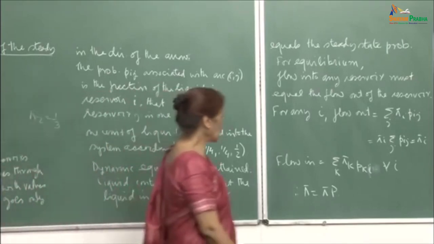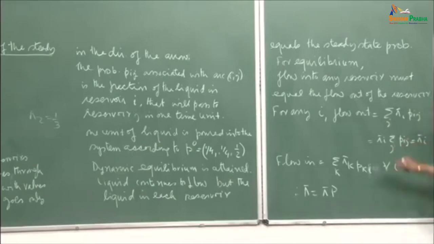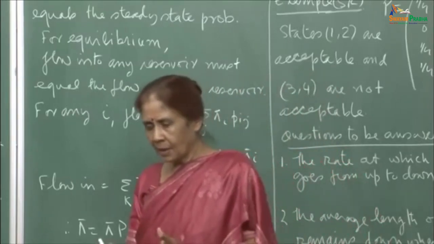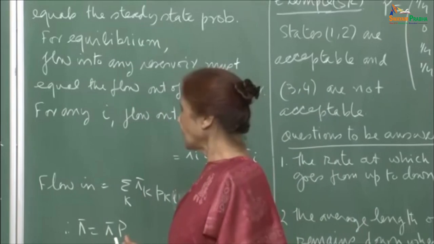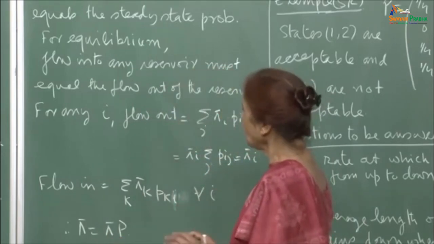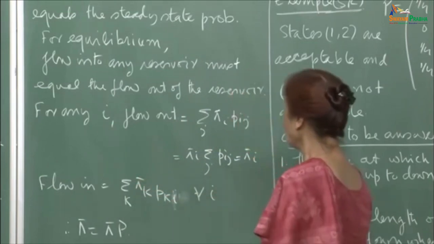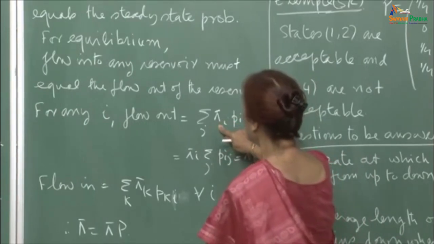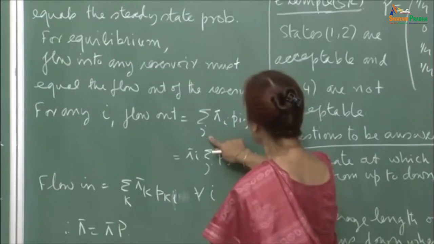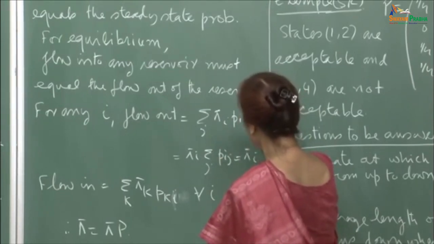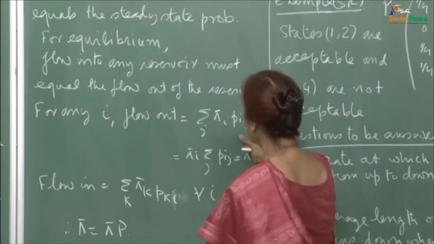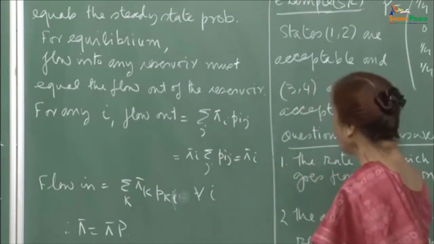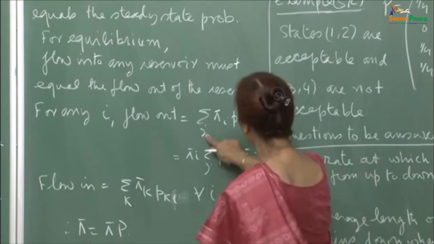And what do we mean by equilibrium? It means that for each reservoir the flow out will be equal to the flow in. Then only will the steady state liquid in the reservoir be maintained, which is according to your pi 1, pi 2, pi 3. So, the flow out from reservoir i would be the amount pi_i times p_ij, summed over j. So, from i it can go to reservoirs 1, 2, 3. This is the amount of liquid that flows out from reservoir i, and you are summing with respect to j.